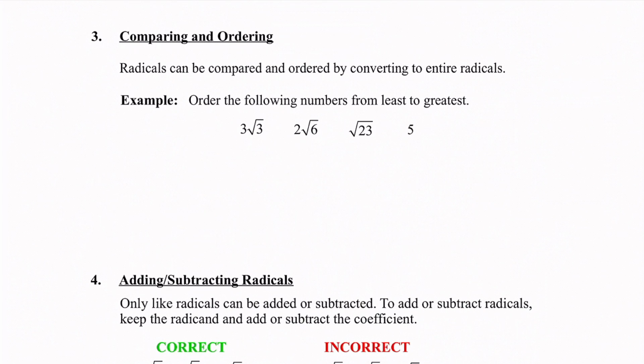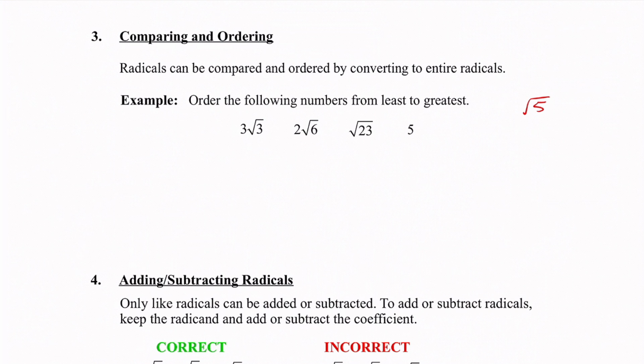So the next thing we're looking at is comparing and ordering radicals. So it says radicals can be compared and ordered by converting to entire radicals. And an entire radical just means there's no coefficient in front. Like this one has a coefficient and then the radical. This one is entirely a radical. There's no number in front. So if I convert it all to an entire radical, I can compare things.